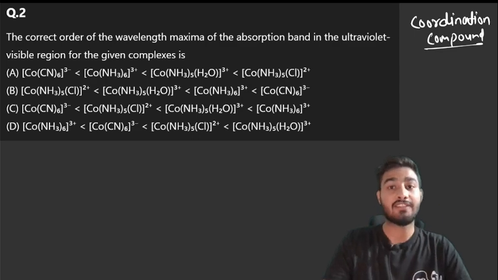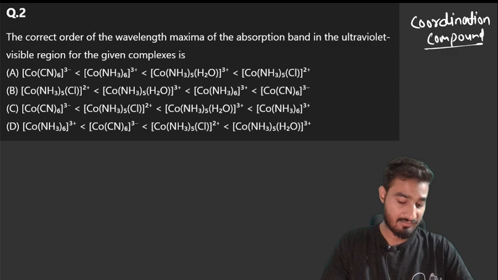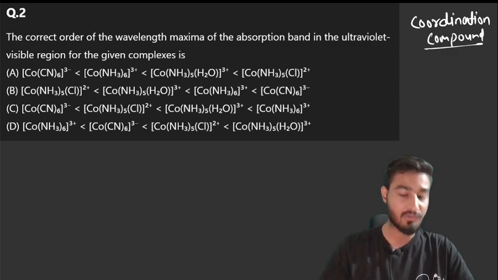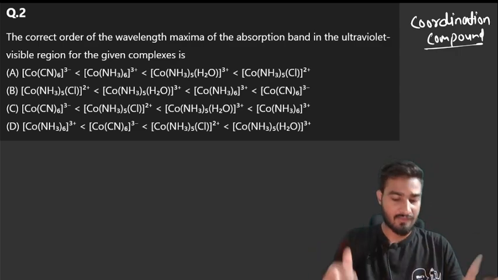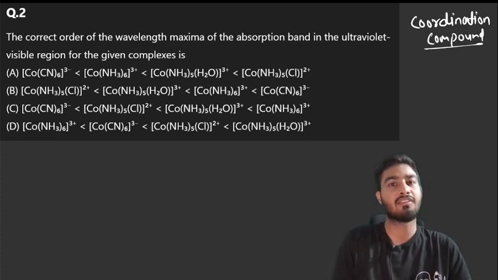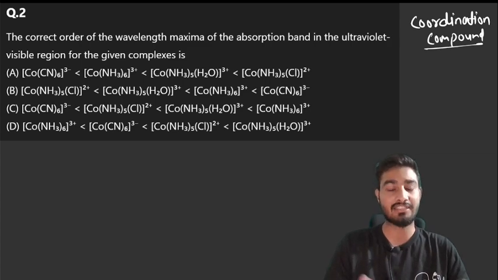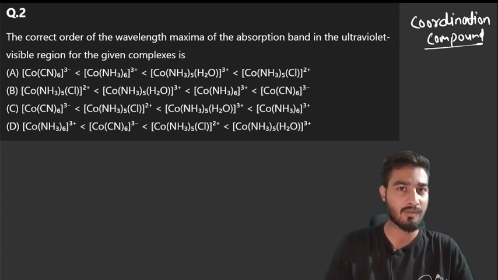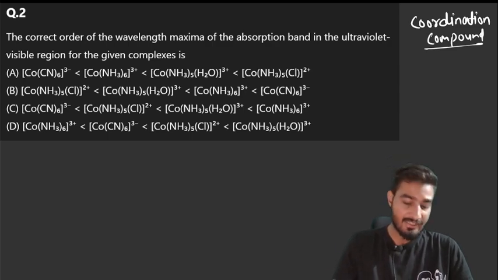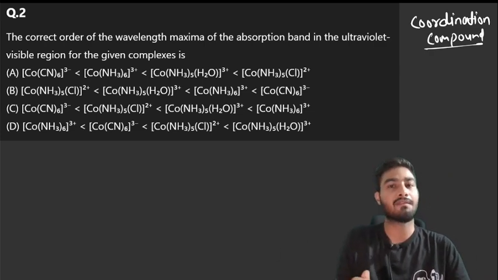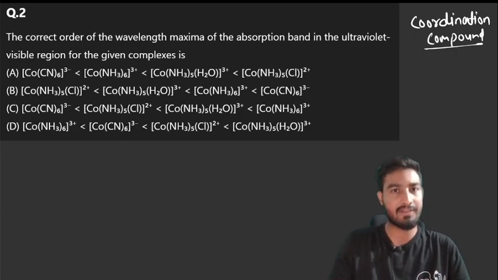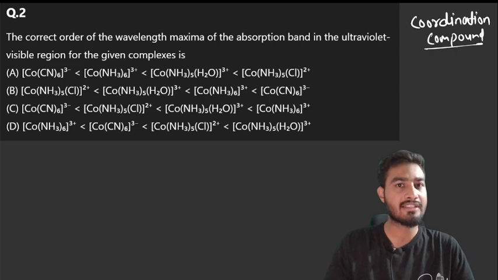See, this question is very simple. From the Advanced point of view, this type of question is not expected, but okay, it is a very easy question. Nothing very tough is asked, just the language is given in a way that makes it seem tough to us, but it is not actually. What they are asking is the wavelength maxima of the absorption band in the ultraviolet-visible region. They have tried to make you afraid with these words, but it is a simple thing.